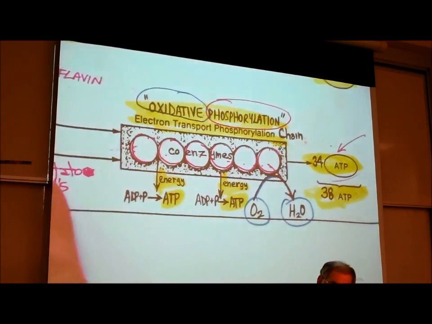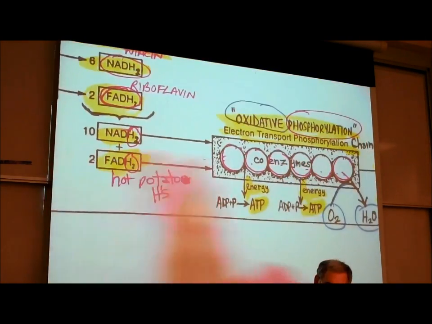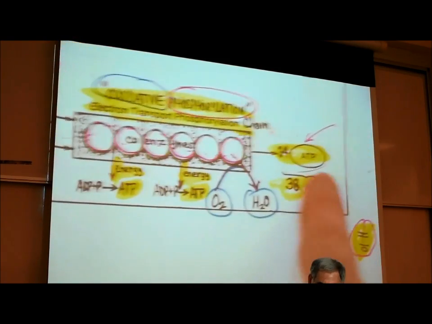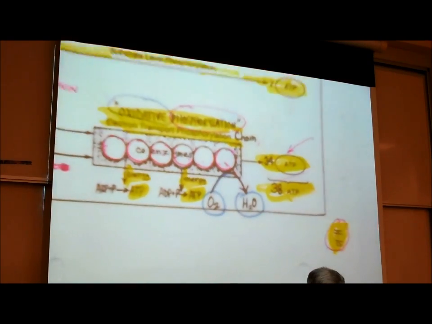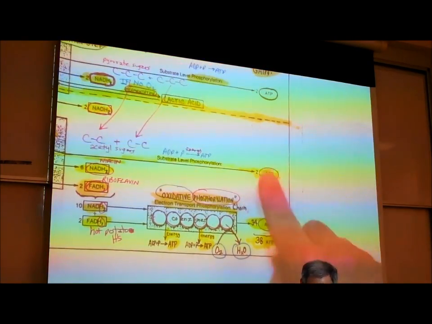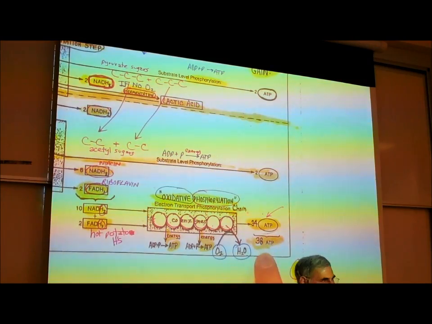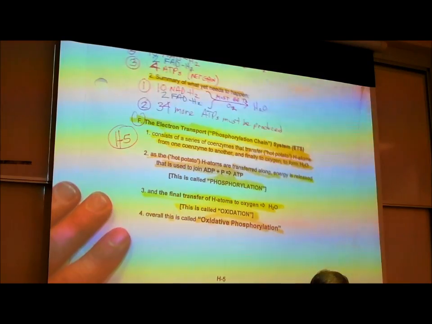So if you run all these hot potato hydrogens through this series of coenzymes, how many ATPs are generated? 34. So if you form 34 there, that gives us a total of 38. Again, the books may say 36 because it varies in different cells. So let's summarize what we just said back on page H5.